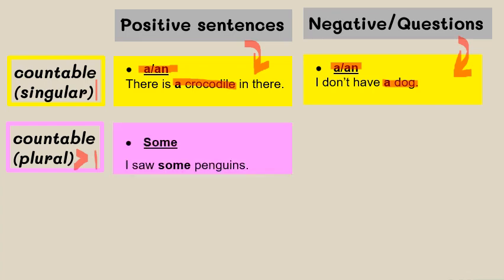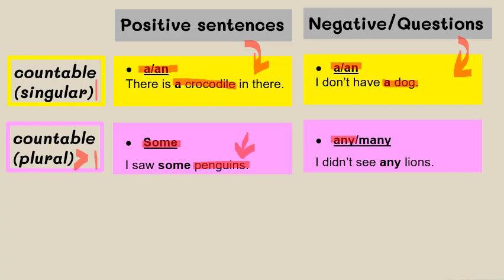So for plural noun we use some. So contoh some penguins. Tahu dia plural because ada s kat belakang dia. And then penguin you can count. Contohnya, I saw some penguins at the zoo. And then for negative and question, we don't use some. We use any or many. I didn't see any lions, or many lions. Any or many lah.